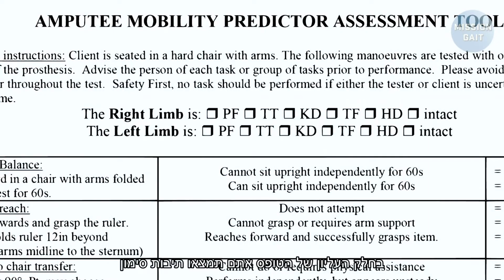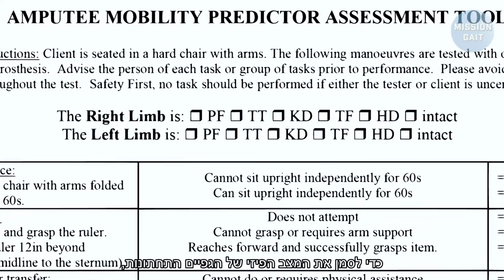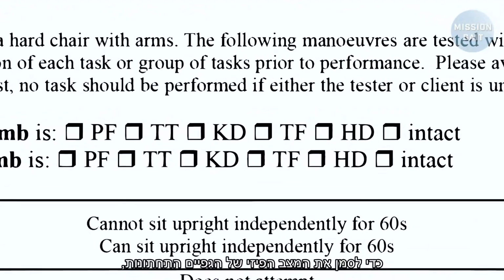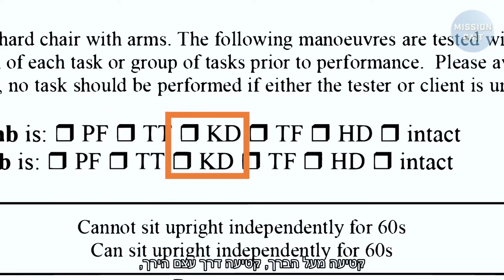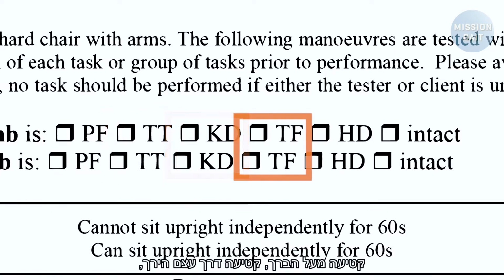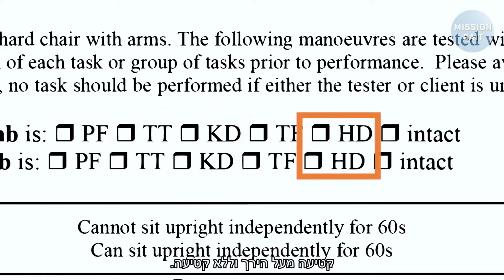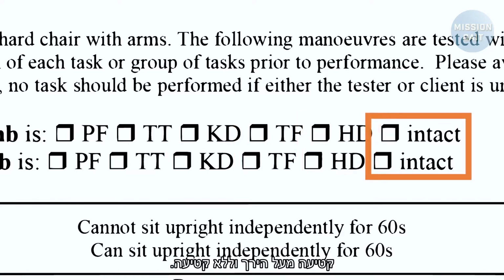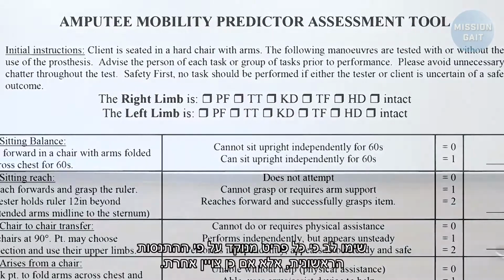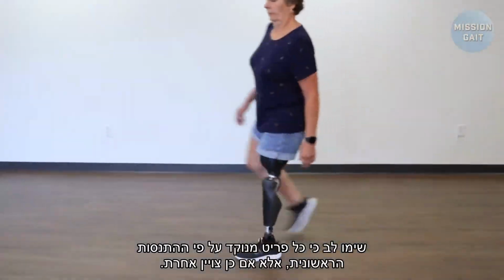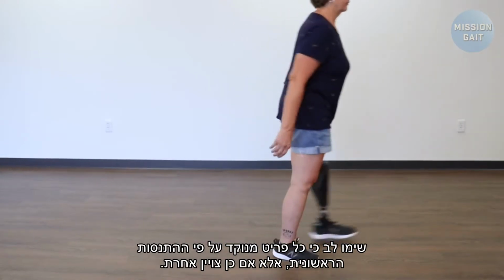At the top of the form, you will see checkboxes to denote the physical status of each lower extremity. These include partial foot, transtibial, knee disarticulation, transfemoral, hip disarticulation, and intact, with no amputation. Mark the appropriate boxes for each limb. Note that each item is scored based on the initial attempt, unless otherwise noted.